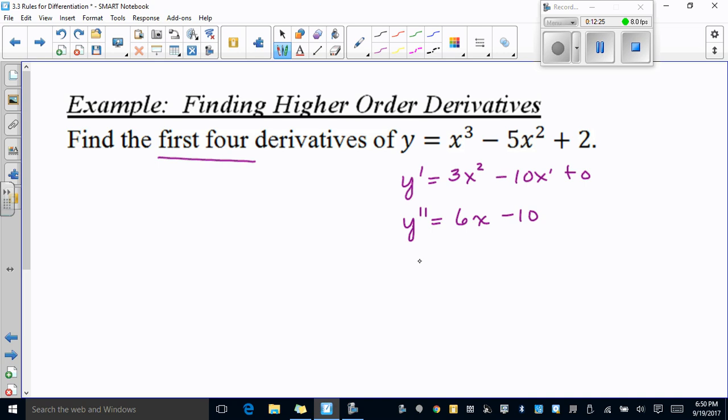Then we get to y triple prime, the third derivative. This is a power of 1, so this is just going to be 6 minus 0. Didn't need it, but I figured it doesn't hurt. So the fourth derivative is 0, because all I was left with was a constant. 6 minus 0 is 6. Derivative of 6 is 0, because remember, at this point, this guy's a horizontal line.